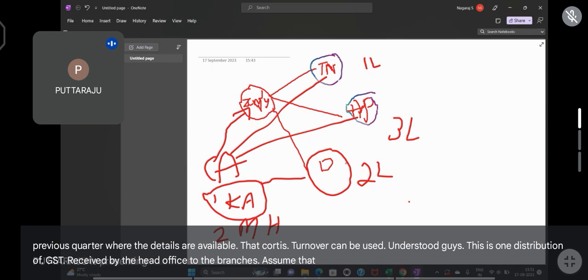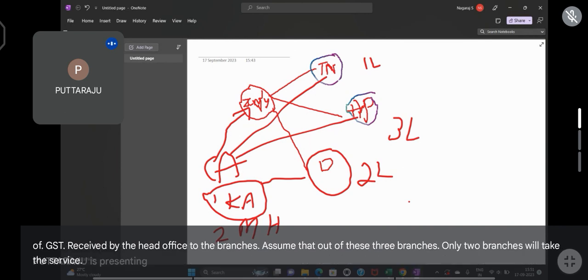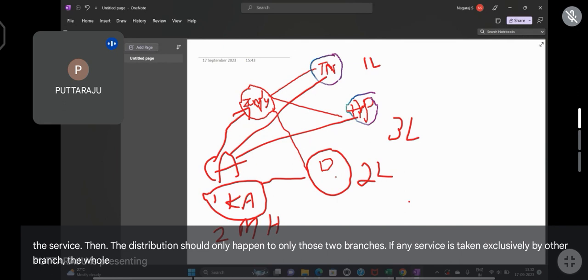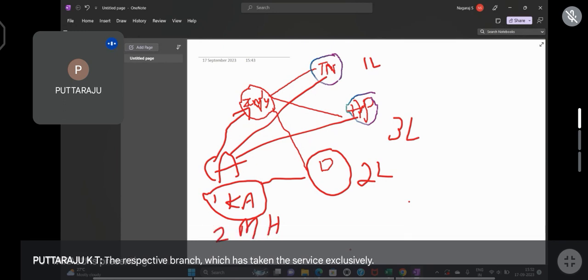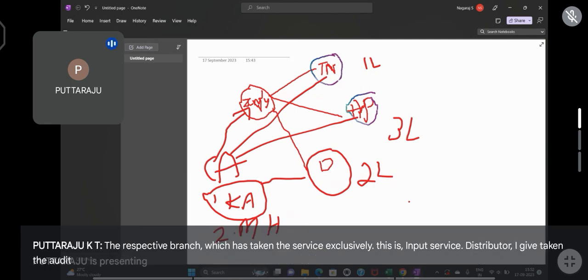Assume that out of these three branches, only two branches will take the service. Then the distribution should happen only to those two branches. If any service is taken exclusively by one branch, the whole amount shall be distributed to the respective branch which has taken the service exclusively. This is input service distributor. I have taken the audit service as example.